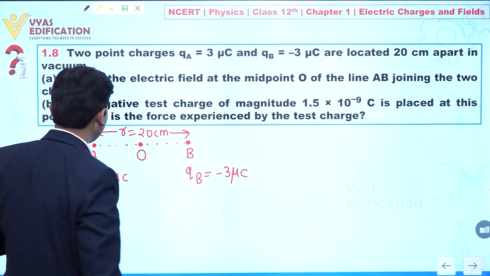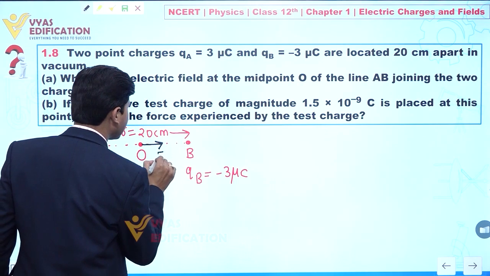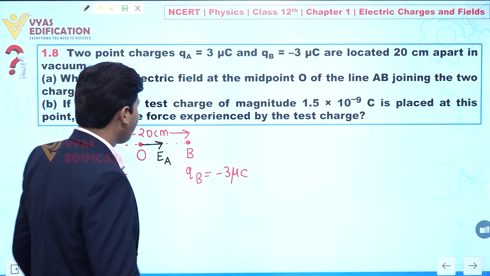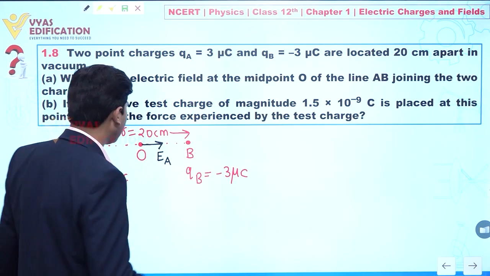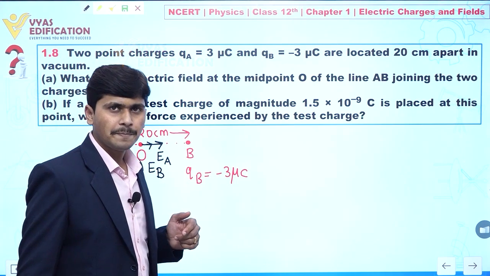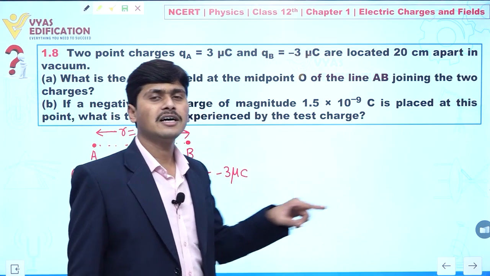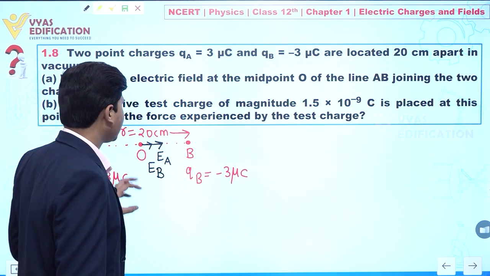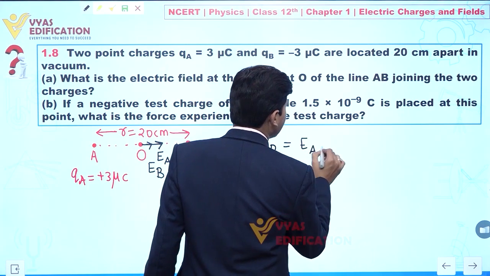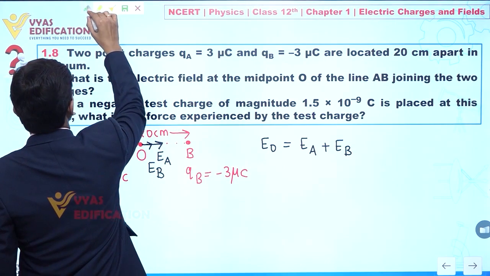Now the electric field due to charge A: because this is a positive charge, the electric field direction is always away from the charge. If we concentrate on charge B, the electric field is acting in the direction of OB, because this is a negative charge, and the electric field direction at any point is always towards the charge. So what is the net electric field at point O? This is given by EA plus EB.